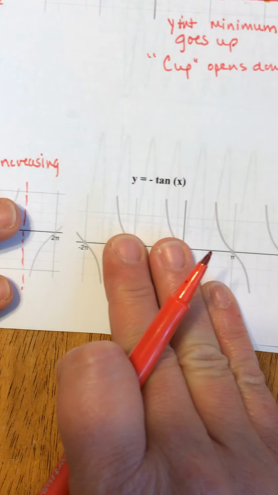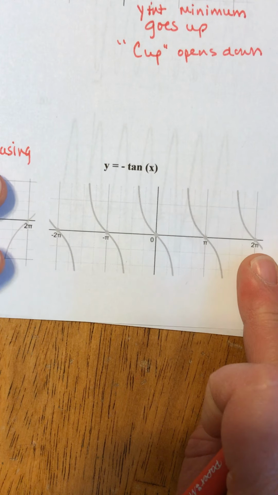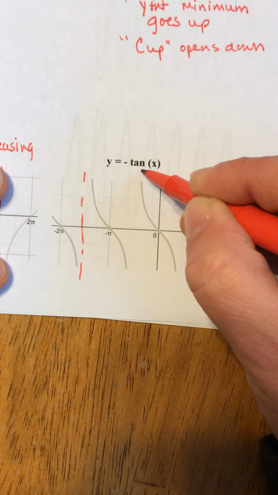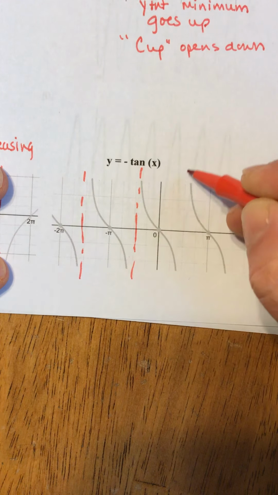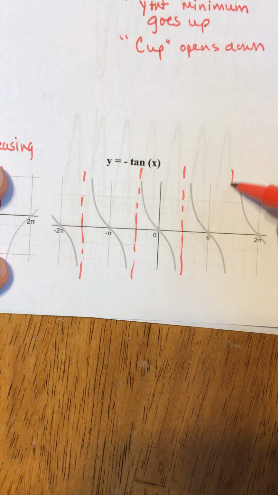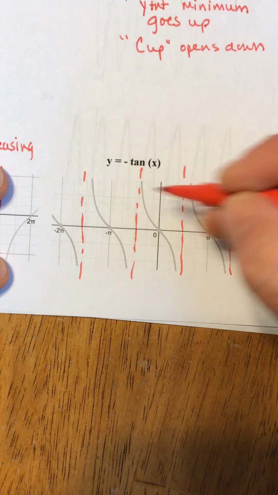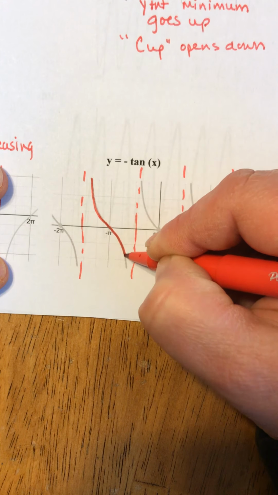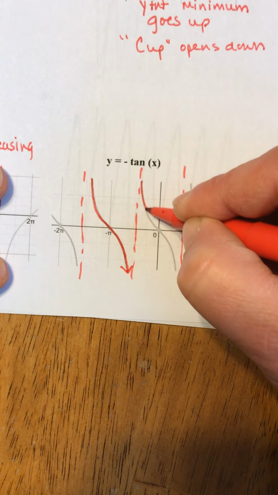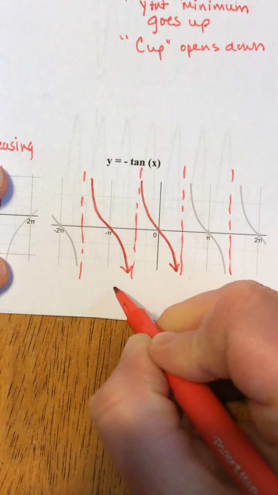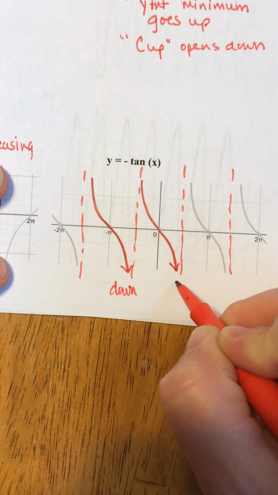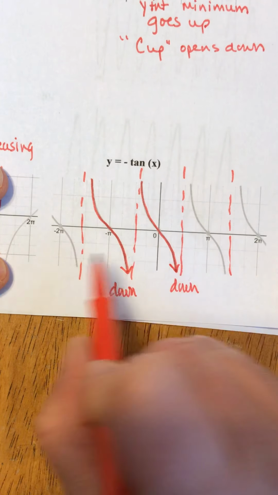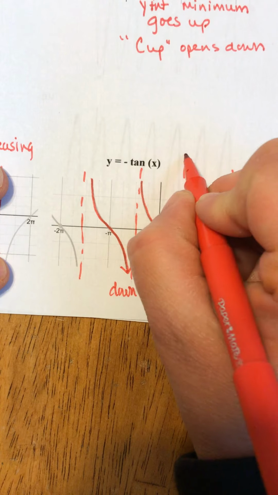A negative tangent graph would have lines that always go down, like this example here. We still have the asymptotes. If I put my pen from left to right on any of these lines, let's pick this one, and follow it, it goes down from left to right. So these lines go down. That one goes down, that one goes down, and this repeats. When a graph goes down from left to right, it's decreasing.